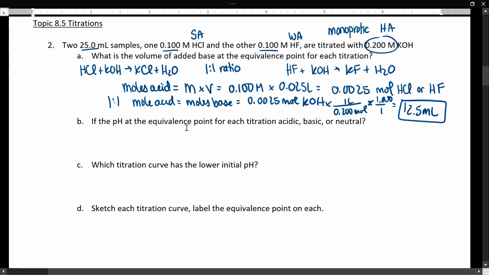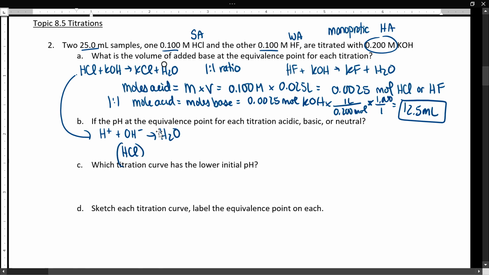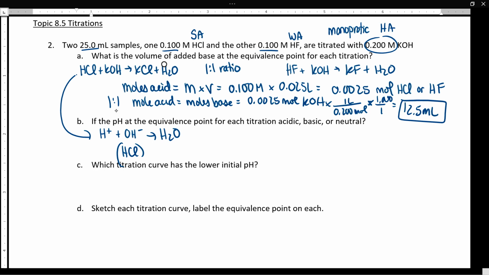Well, let's look at the pH at equivalence. So to find the pH at equivalence, we want to consider what the net ionic equation is. So for the strong acid, this is the HCl titration. The net ionic equation is H+ plus OH- makes water. So at equivalence, it is going to be neutral. So this one's going to be neutral, pH equals 7 at equivalence.